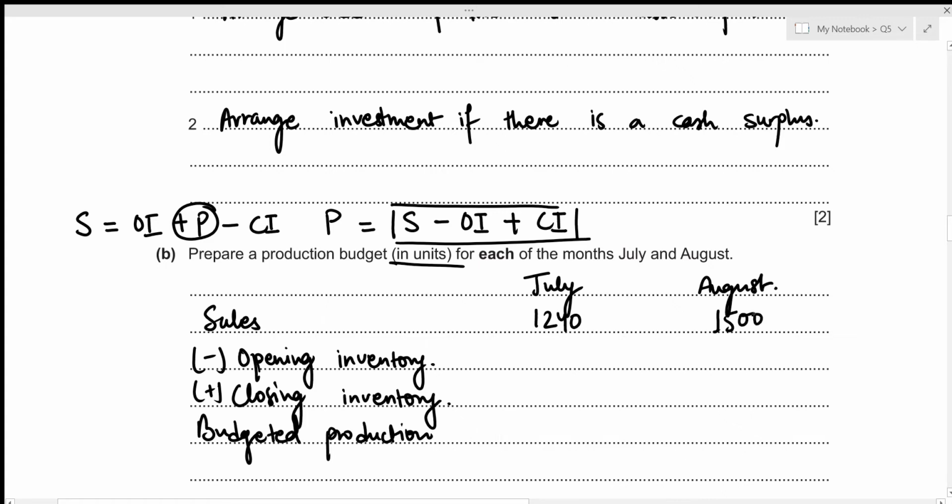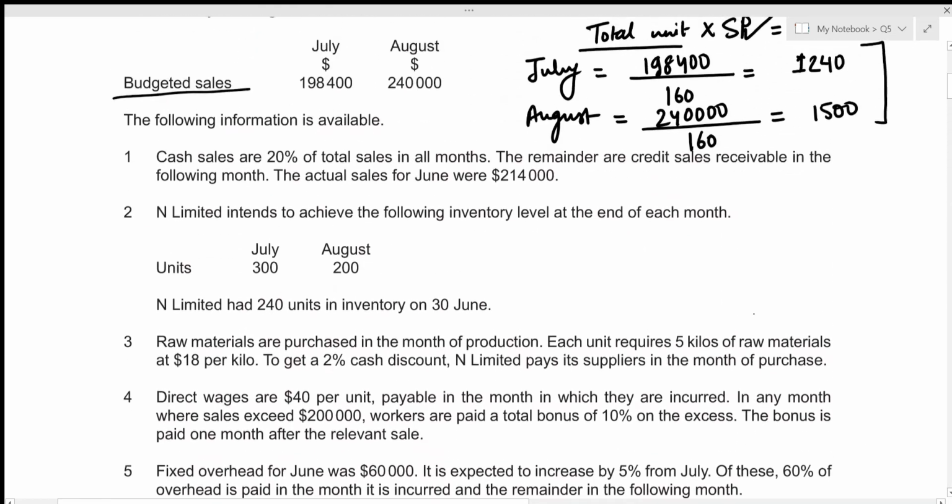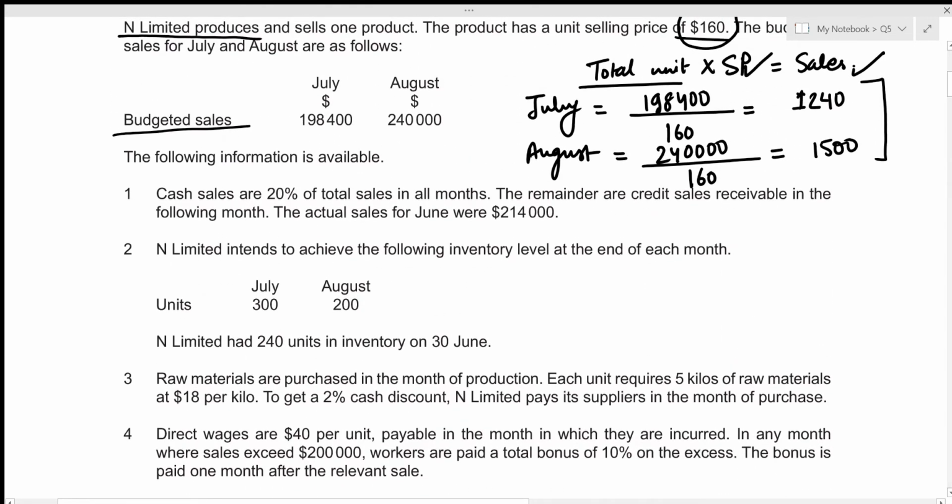Now we need to figure out the opening inventory for the month of July and August. So we are given the inventory information right here. N Limited intends to achieve the following inventory level at the end of each month. So we're talking about the end of each month, which means that this is actually the closing inventory. Okay, so the closing inventory for the month of July and August is 300 and 200 respectively. Let's record these in our production budget.